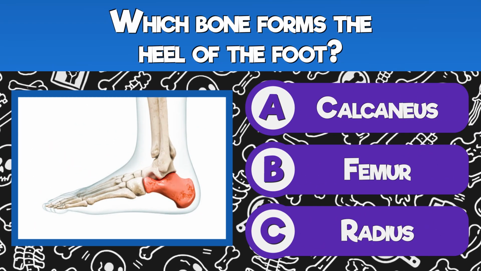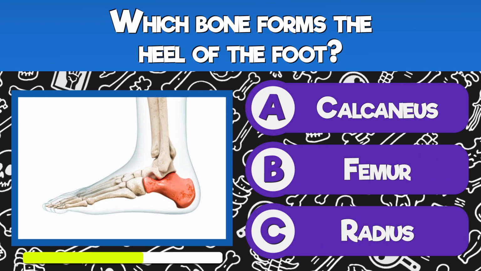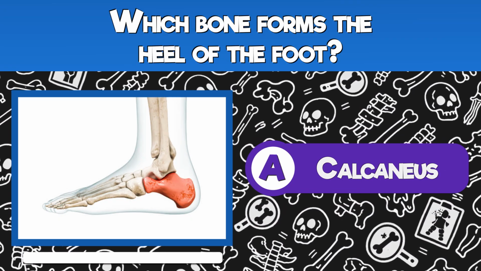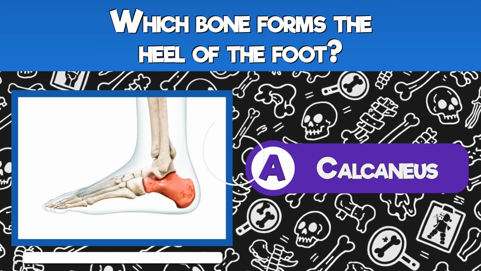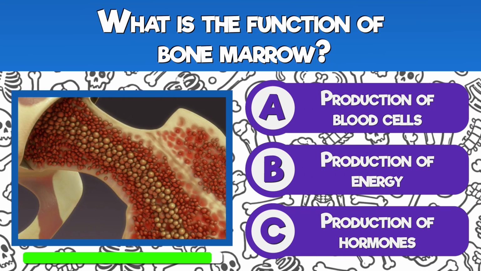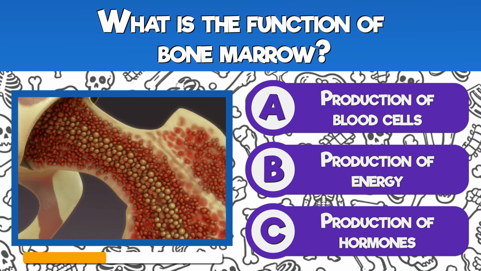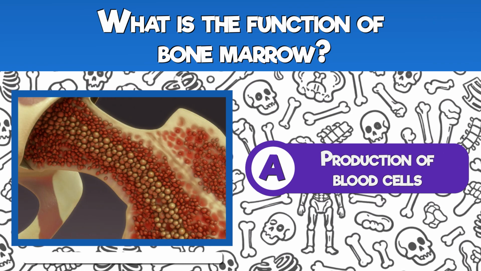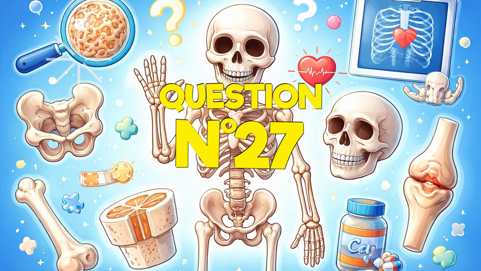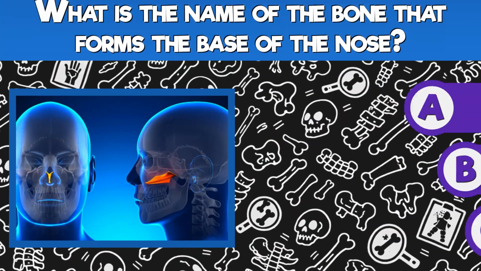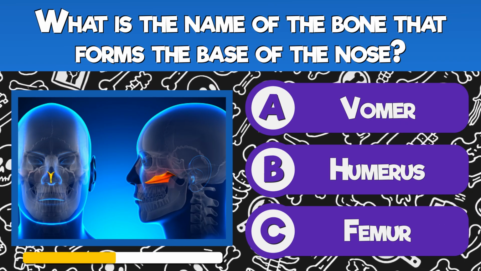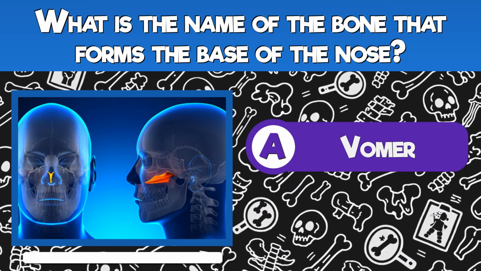Which bone forms the heel of the foot? The calcaneus. What is the function of bone marrow? Blood cell production. What is the name of the bone that forms the base of the nose? The vomer.